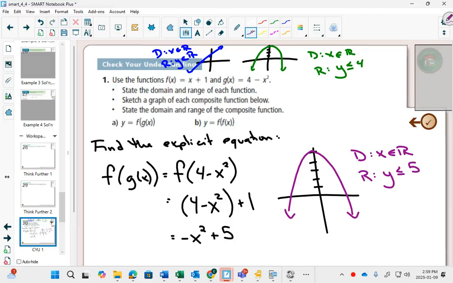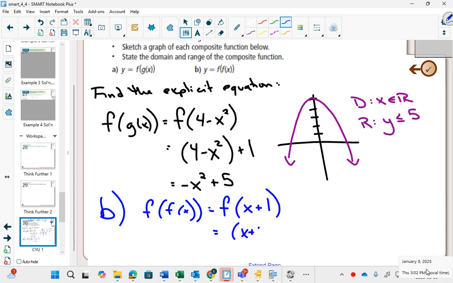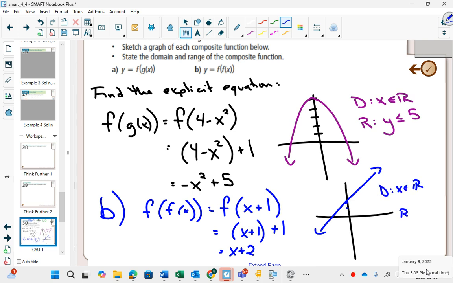I'd like you to try B on your own. I'll put the answer up in a bit. Did you get that f of x was f of, is it x plus 1? Yes. And then that becomes x plus 1 plus 1, which is x plus 2. As a graph, domain is everything, and range is everything. What are questions for this one? Questions for this one are number 4.